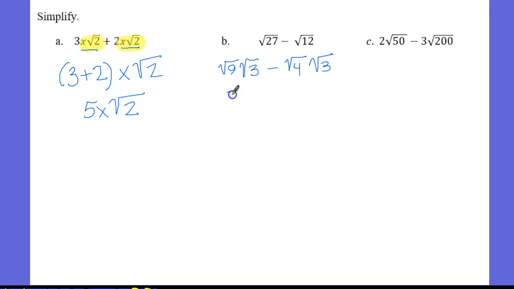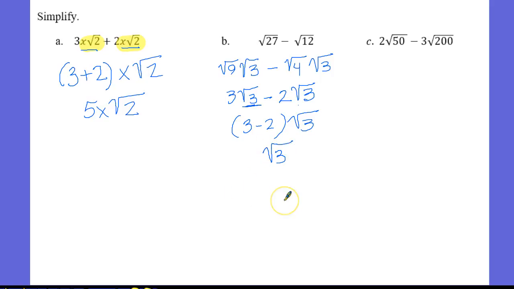This is 3 square roots of 3 minus 2 square roots of 3. They are like radicals. So I'm going to factor out a square root of 3. So I get (3 minus 2) times the square root of 3, subtracting my lead coefficient there. And that would be 1 square root of 3. However, I wouldn't write the 1, because you can see that there's 1 square root of 3 right there. So putting a 1 in front of it is redundant. Questions about that? Okay.